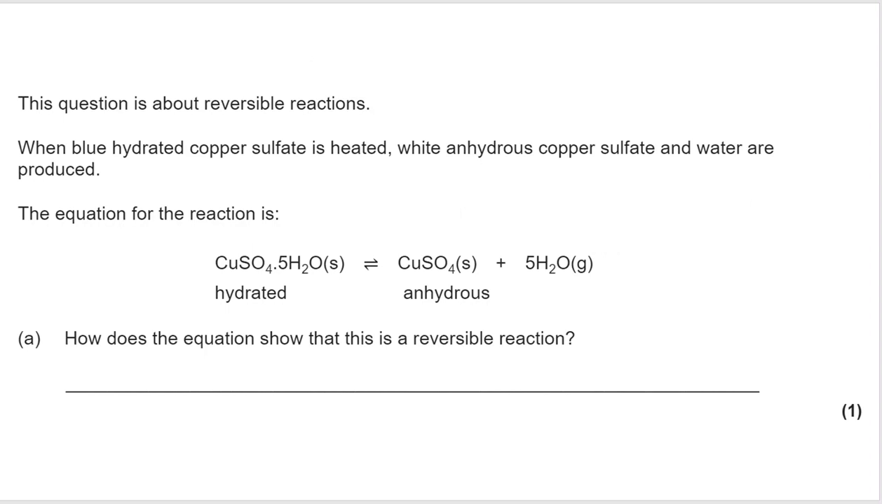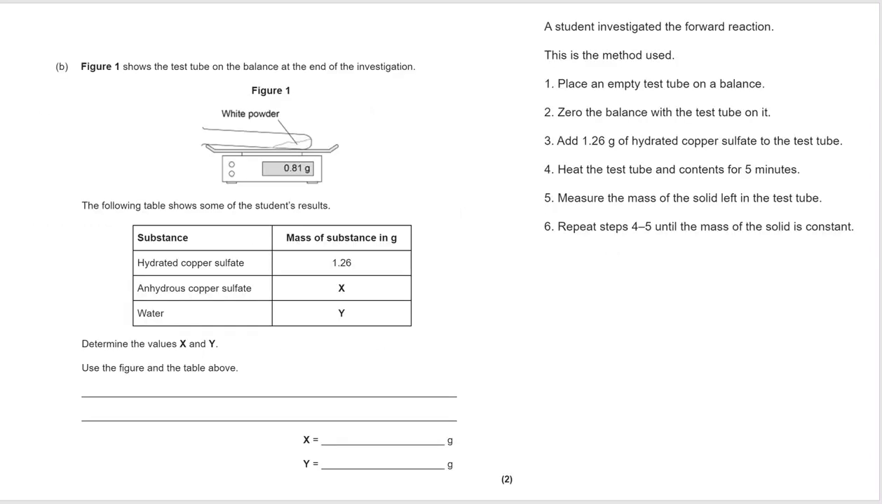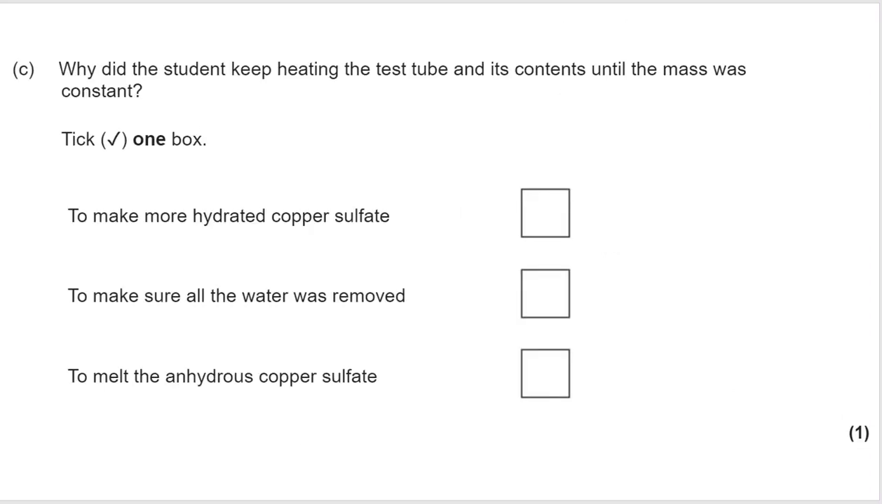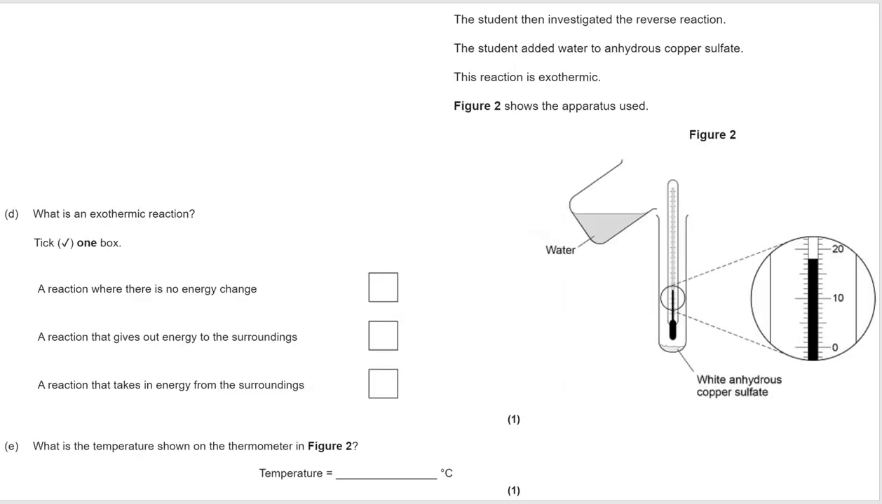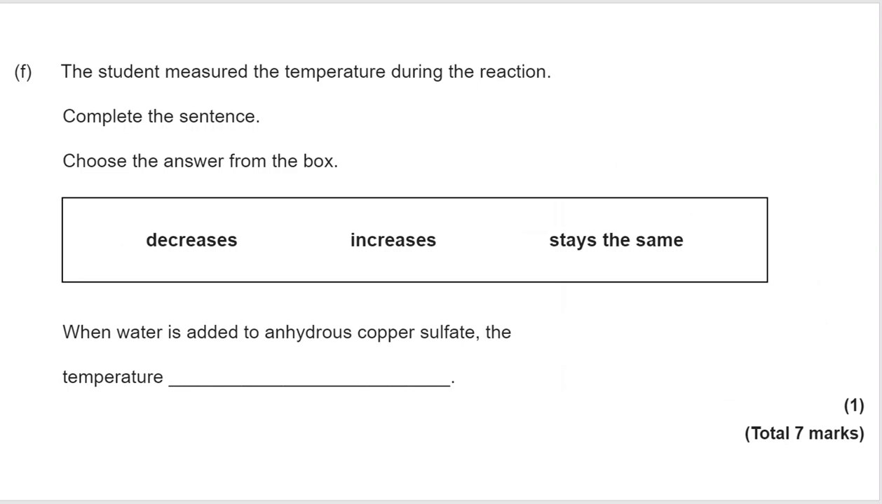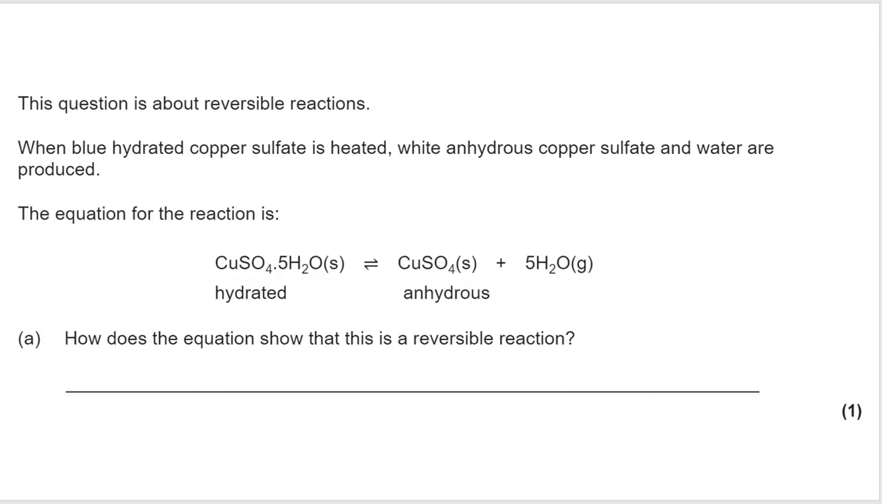So we'll start with part A, part B, part C, parts D and E, and finally part F. 7 marks in total on this question. So let's take a look at the first part A.